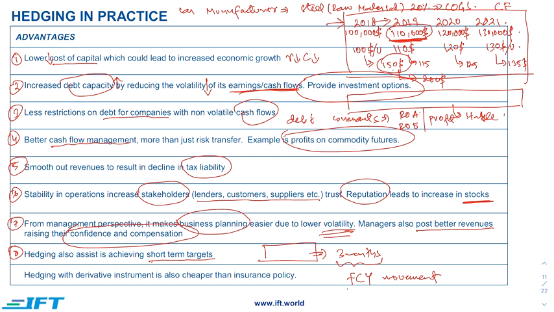So the financial products are available for 1 month, for 3 months as well. So you can do it for a longer term period, but you can also hedge your exposures for a short term and assist the organization in meeting the short term targets as well. Again, as discussed earlier, hedging is a derivative instrument and it is cheaper than the insurance policy because the premium that we pay for the derivatives is way less than the premium that we pay to an insurance company.